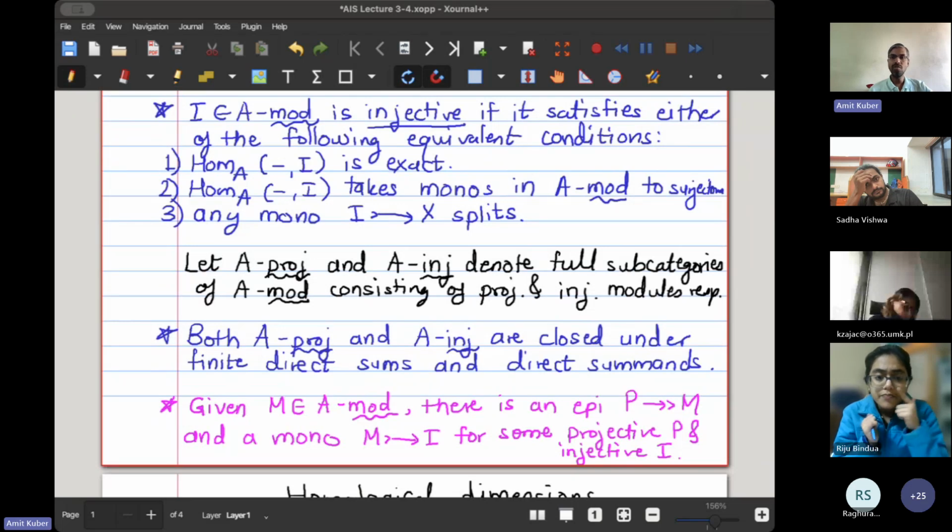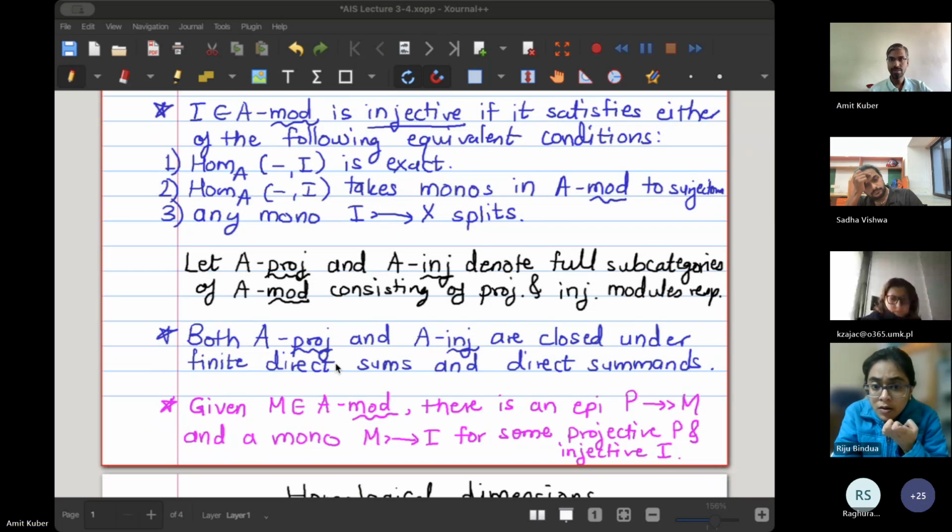And one general observation, which we will revisit in due course of time, is that given any module M, there exists a projection from a projective. Okay, there exists a projection from a projective. So that is why it is called a projective. This actually shows the choice of word.